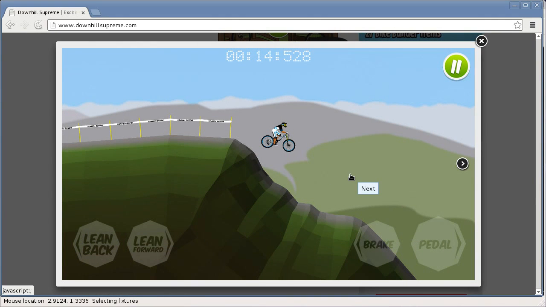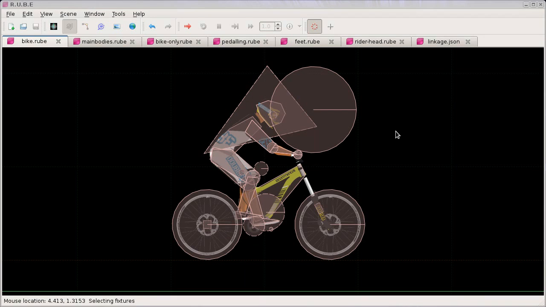This is a screenshot. And this game was made using Box2D, and of course with the R.U.B.E. Box2D editor. So in this video I'm just going to take a look at the mountain bike model, because it's quite a complicated model, and I learned a few handy things during the making of it that other users of R.U.B.E. might find handy. So let's take a look at the model.